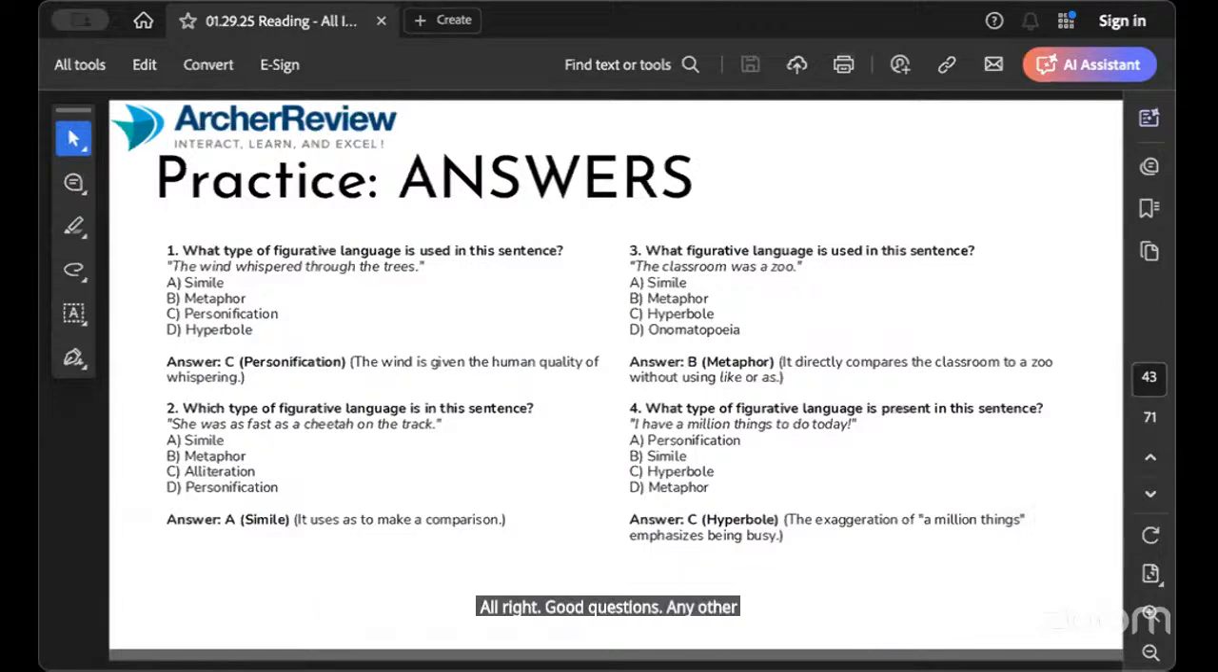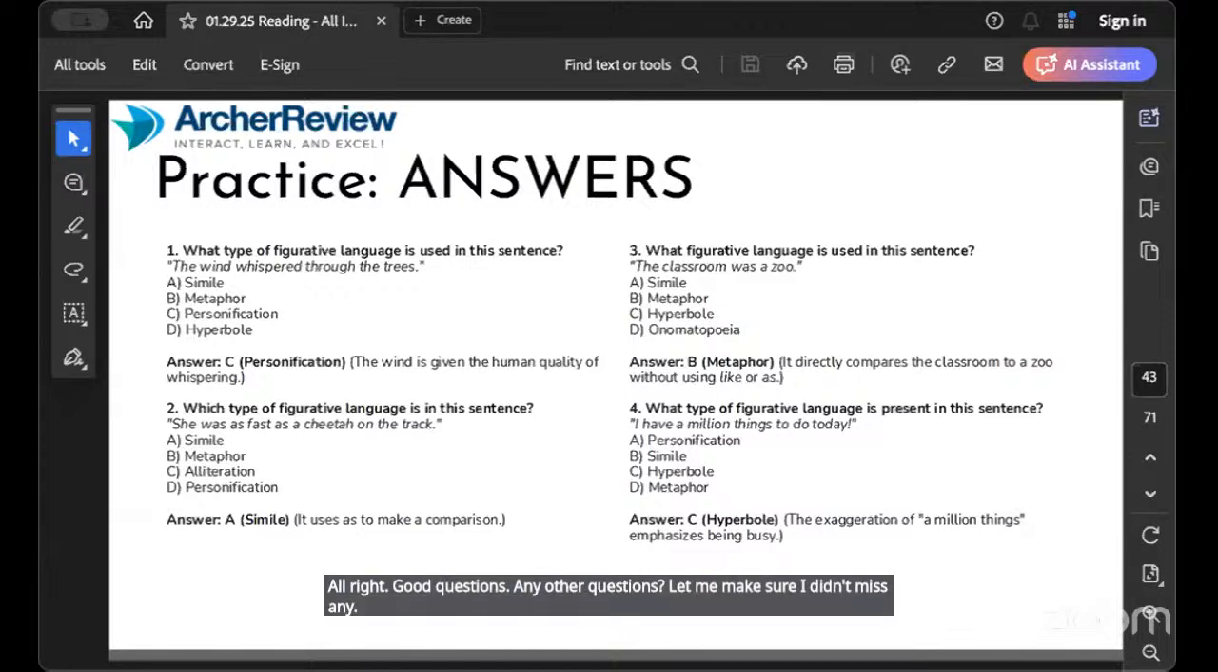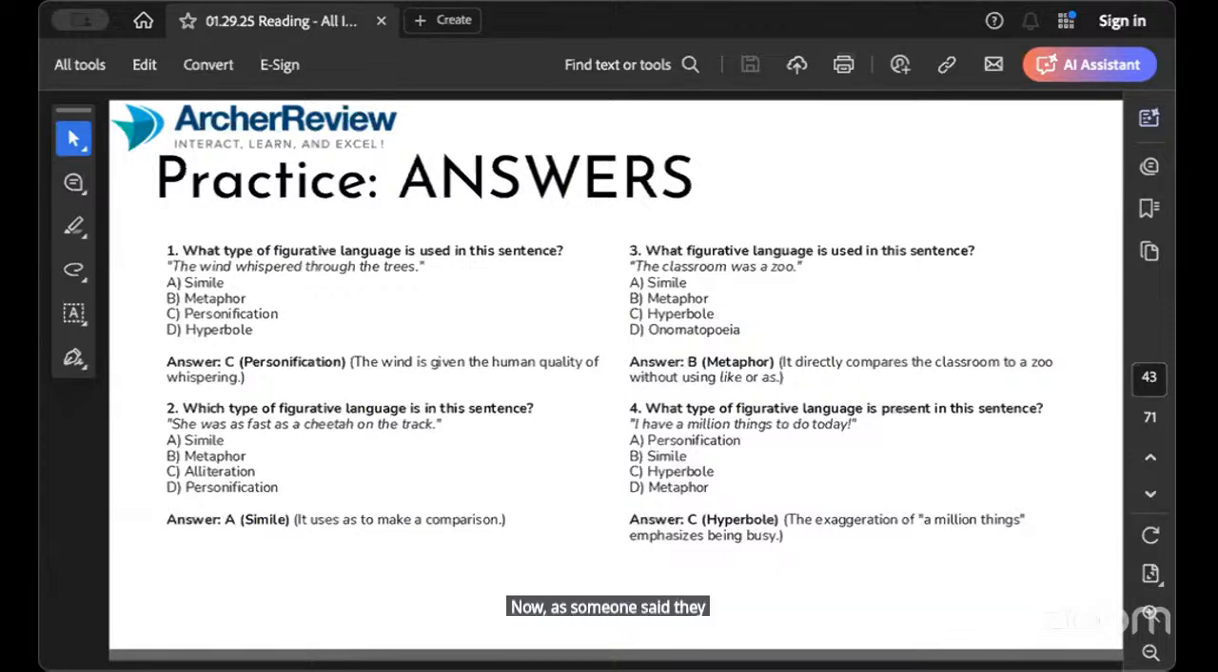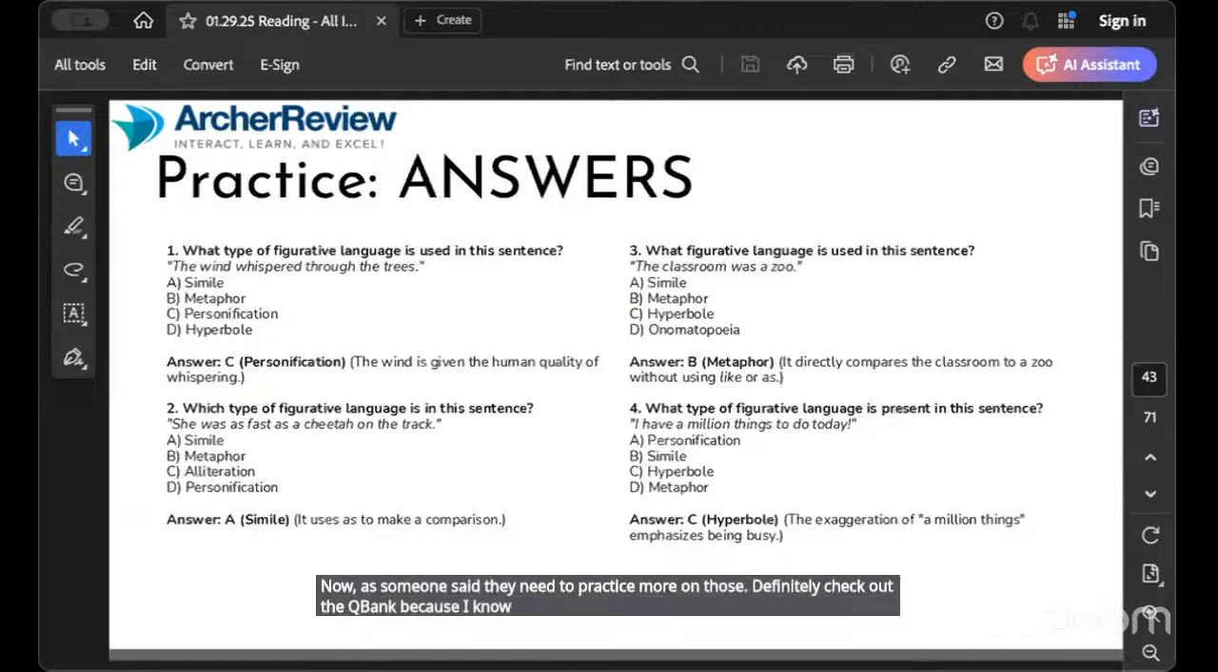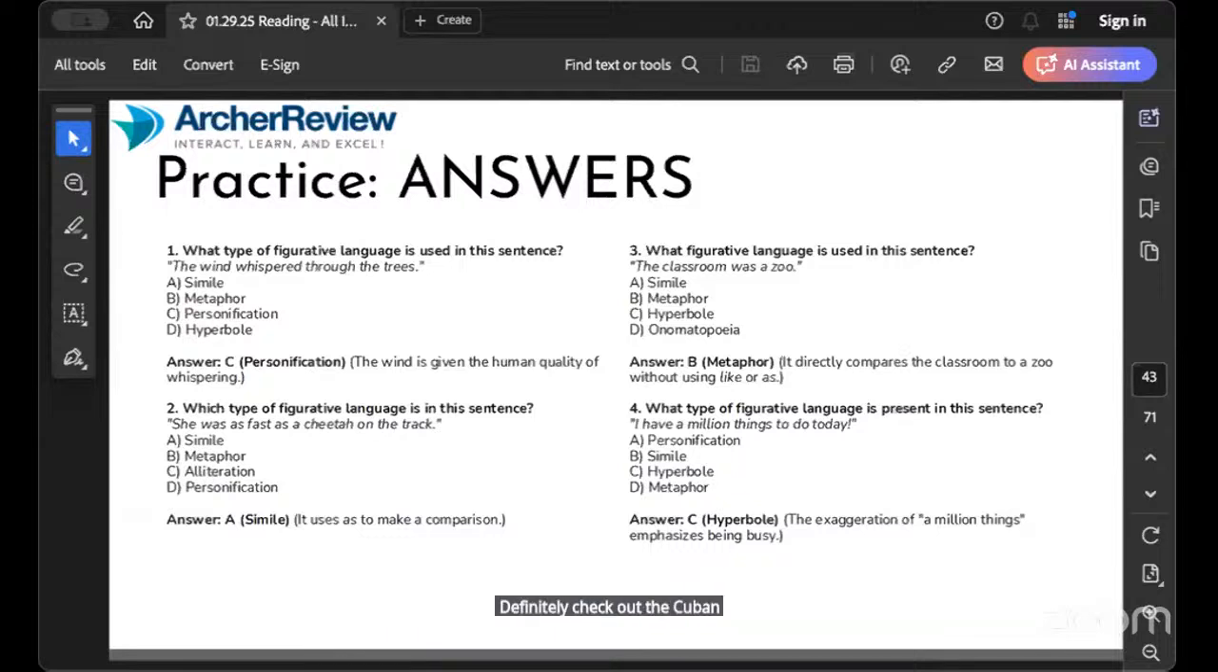Let me make sure I didn't miss any. Now, as somebody said, they need to practice more on those. Definitely check out the Q Bank because I know that I wrote a ton of those. So if you need to practice, definitely check out the Q Bank because I got you covered. I wrote a ton of those questions.